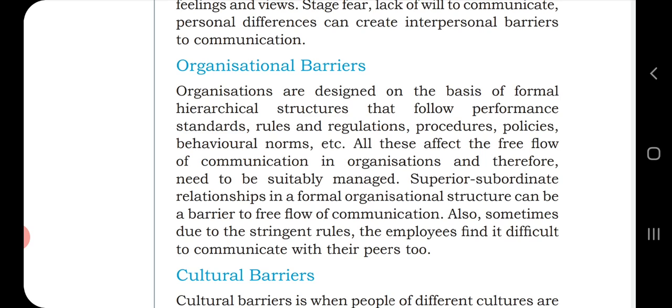Because of these kinds of relationships in formal organizational structures, there cannot be a very frank and free flow of communication. Also sometimes, due to the stringent rules, the employees find it difficult to communicate with their peers too. It means that sometimes the rules are so strict and stringent, stringent means strict, that employees who are colleagues to each other are also not able to communicate in a free way with each other. Such kinds of barriers are called organizational barriers.